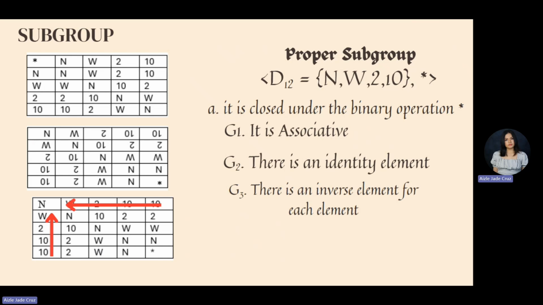Then G sub 3, there's an inverse element for each element. N inverse is equal to n. W inverse is equal to W. 2 inverse is equal to 2. 10 inverse is equal to 10. Then the subgroup G sub 12 consisting of the elements n, W, 2, and 10 under the binary operation star is a subgroup because it satisfies all the conditions by being a group.